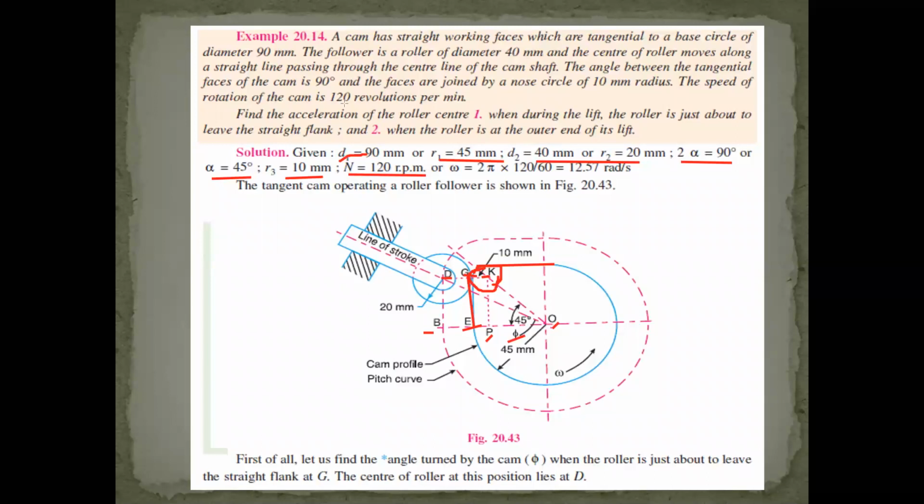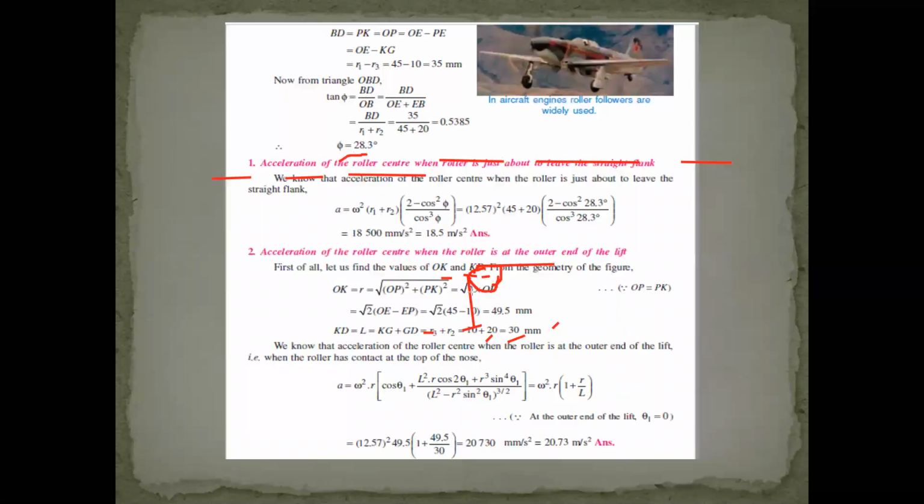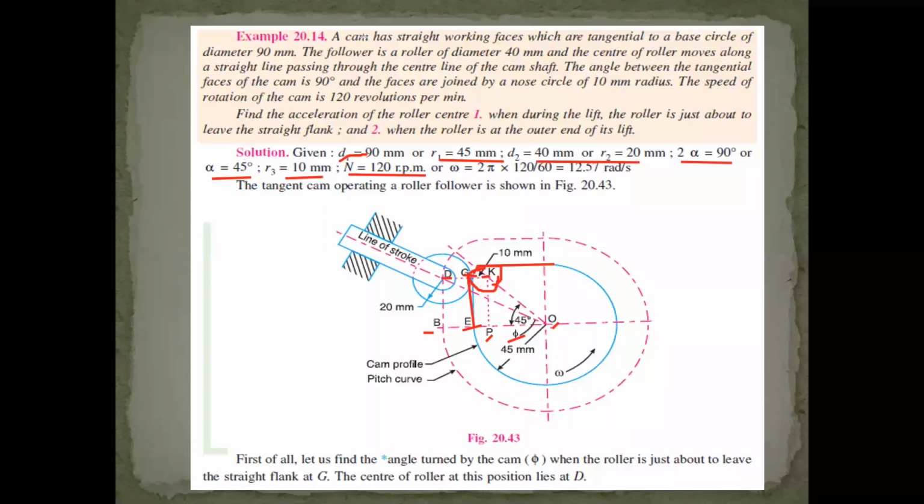So the unknowns are, what is the distance between B and D? What is the distance of BD? That BD equals PK. PK is also written as OP. PK equals OP.